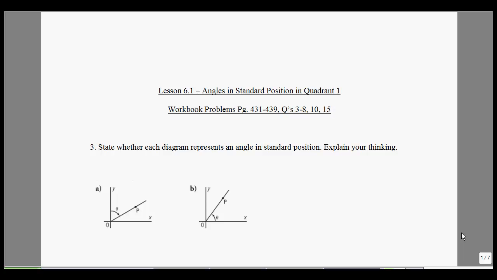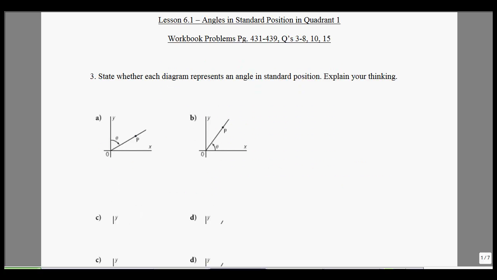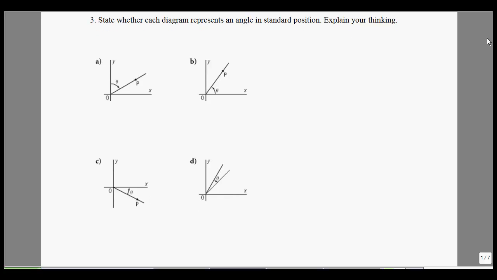Welcome to Lesson 6.1, Angles in Standard Position in Quadrant 1. We're going to work through some of your homework questions from your workbook here, and let's just jump right in. Our first question is, state whether each diagram represents an angle in standard position and explain your thinking.